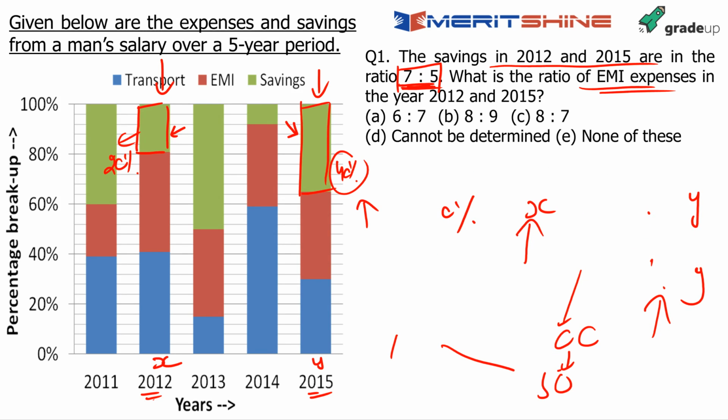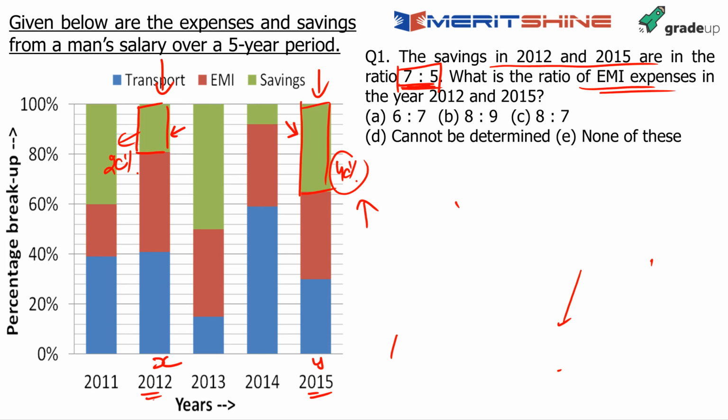Just look at this. What is he asking? What is the ratio of EMI expenses in the year 2012 and 2015? Where is EMI? This red part is EMI. Fine. Compare the two red parts. This red part is bigger than this red part. Though we know the exact numbers, this is around 40 and this is around 30. But even if these two red parts had been equal, just look at this. We already established that x is greater than 2y.